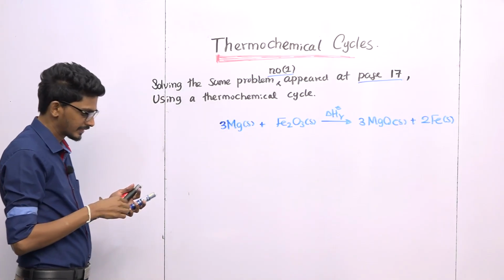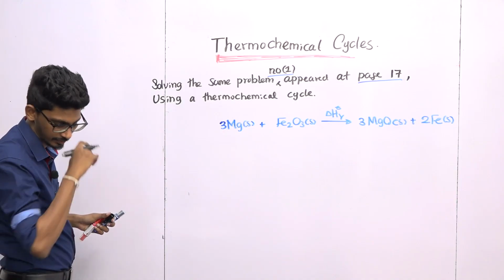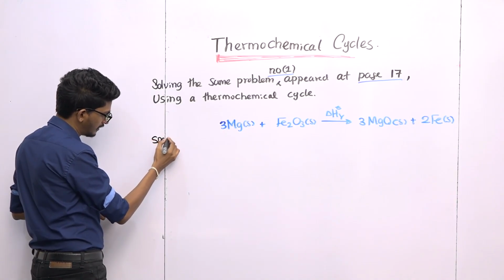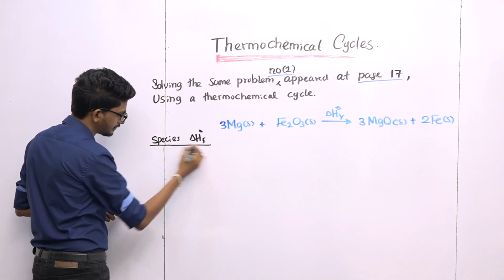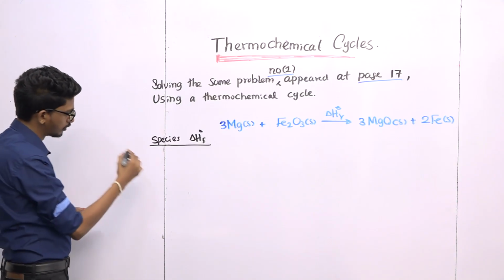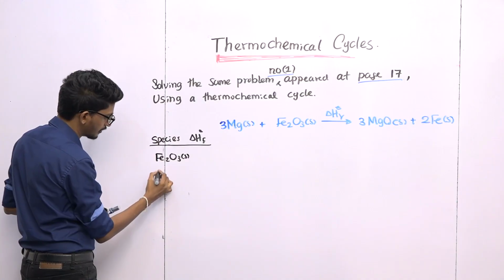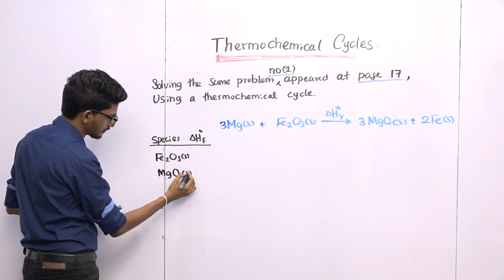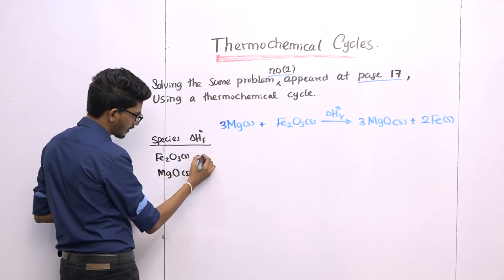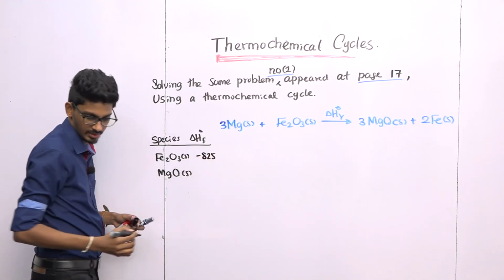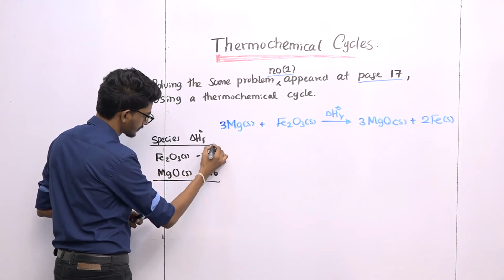Okay. Then let's come across the data given in that thing. So we need to study that thing. So species and delta H naught f values are given for the Fe2O3 as well as for the magnesium oxide. The values are actually minus 825 and, for the other, minus 616. Right, these values are given. This data is given.